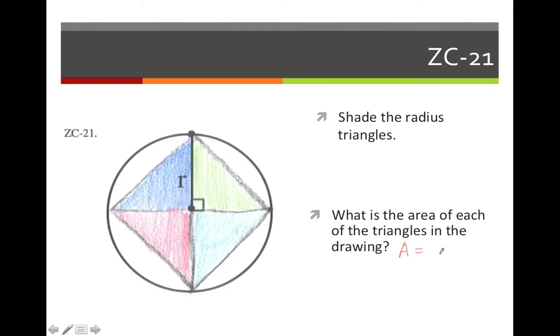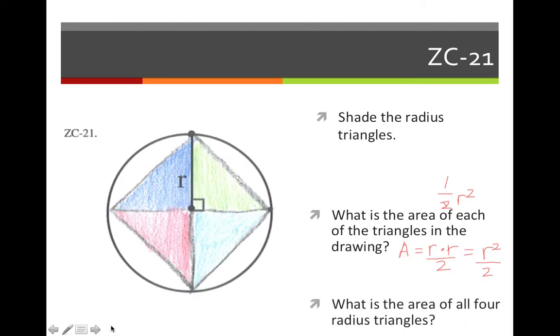Well, we would start out the same way, r times r, but it's a triangle, so divide that by 2. Your simplified answer then, of course, would be r squared divided by 2, or you could say 1/2 r squared. So, if one triangle is 1/2 r squared, what is the total of all 4 radius triangles? Talk with your partner and come up with an answer.